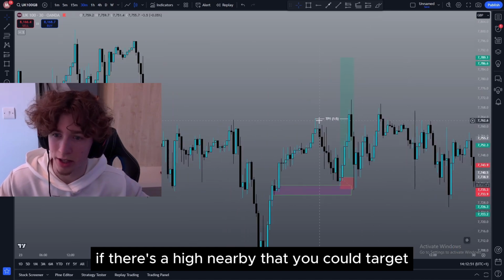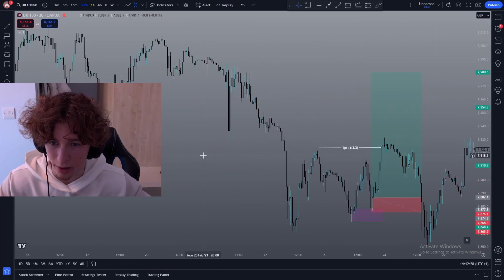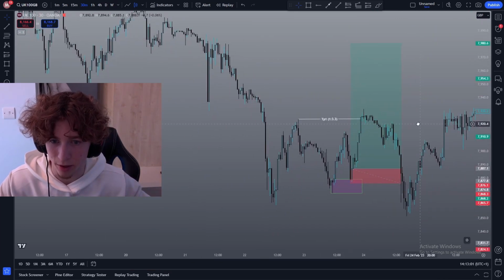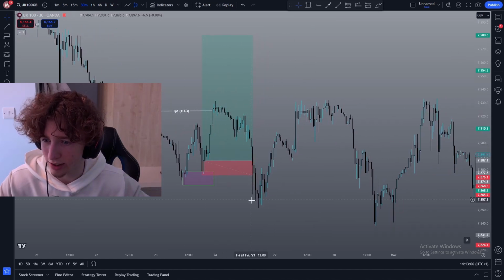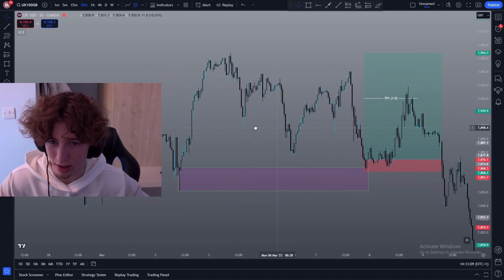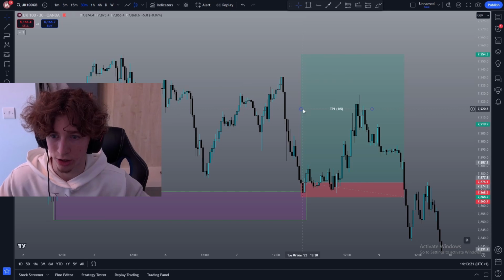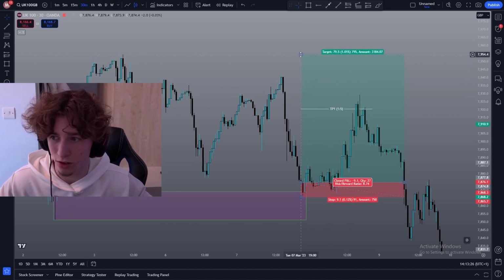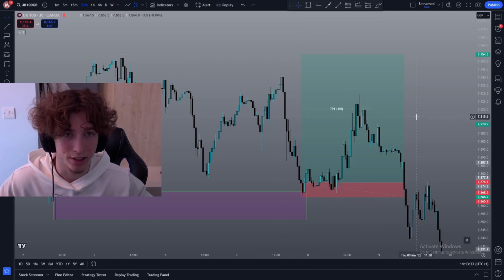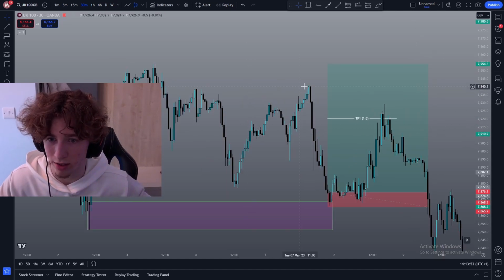But another thing that I've noticed on UK 100 is that I think TP1s are very important to have. If there's a high nearby that you could target that's above 1 to 3, then that's very nice. I definitely did notice a lot of them hitting TP1 and then just reversing perfectly off it. A lot of the time just taking out highs and then going in a different direction. Once again right here. And if there's no high to take out that would give you a decent risk reward, you could do something like this, just say TP1 at 1 to 5, because you never really want to leave your full TP at a 1 to 9, 1 to 8, whatever, because that just leaves a lot of money on the table. But yeah, a lot of the time I do notice it taking out highs and then going the other direction.